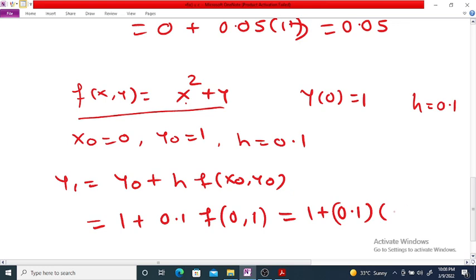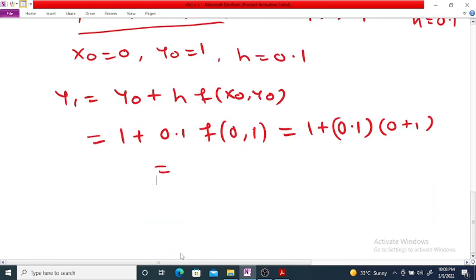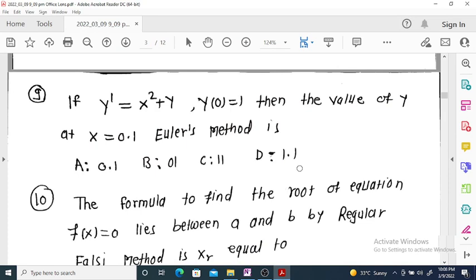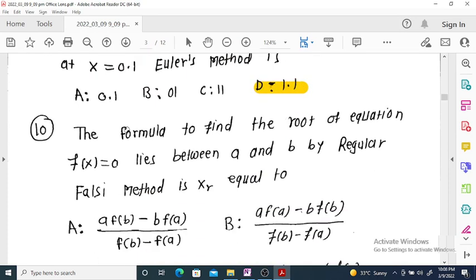0 plus 1, that is 1 into 0.1, which is equal to 1 plus 0.1, so it is 1.1. So the correct option is 1.1, option number D.